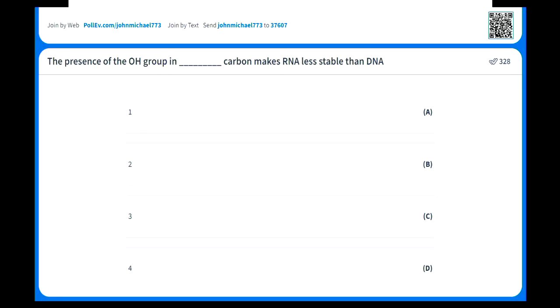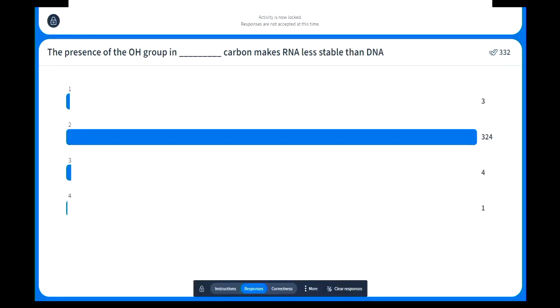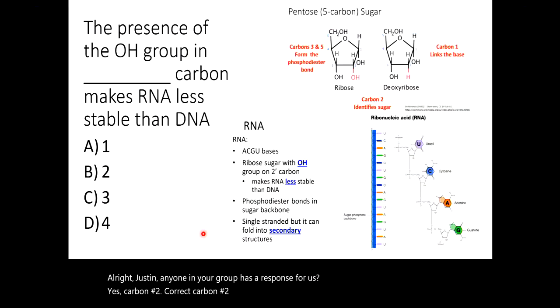All right, Justin, anyone in your group has a response for us? Yes? Carbon number 2, correct. Carbon number 2 has the OH group, which can attack the phosphate backbone, and it can make it very unstable.